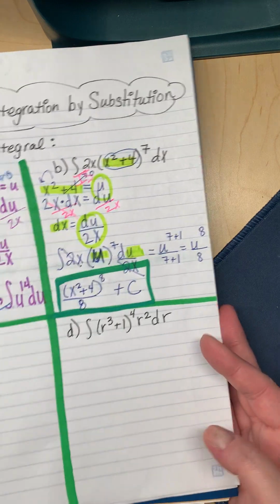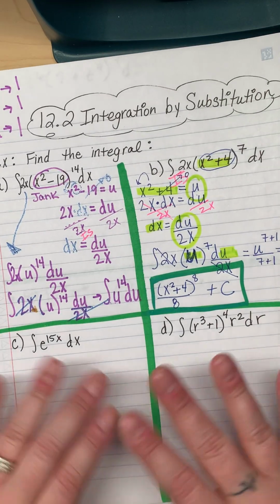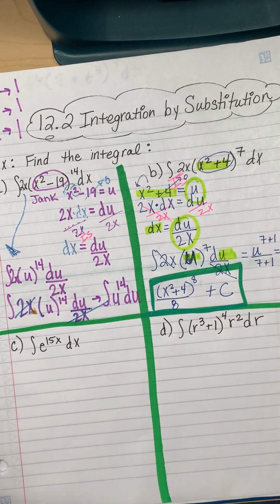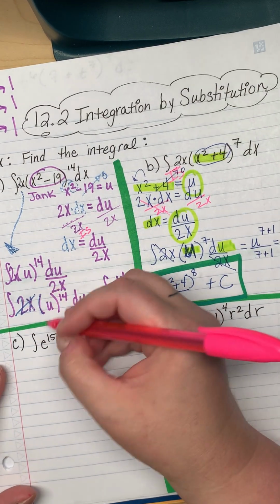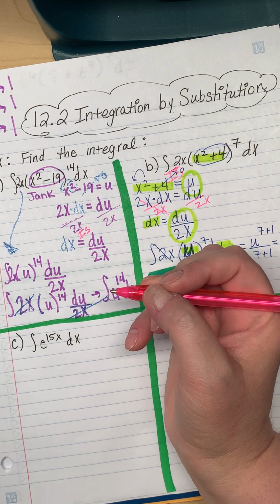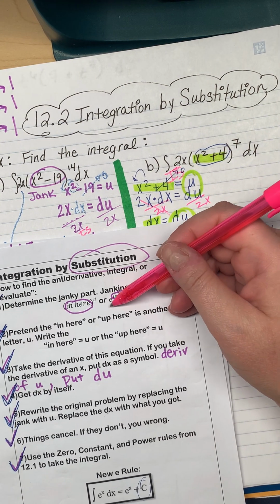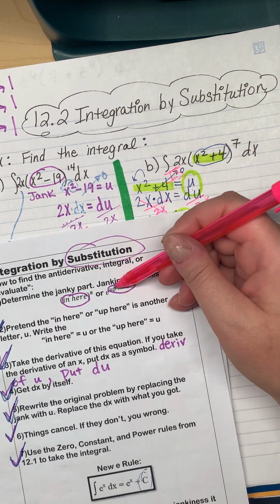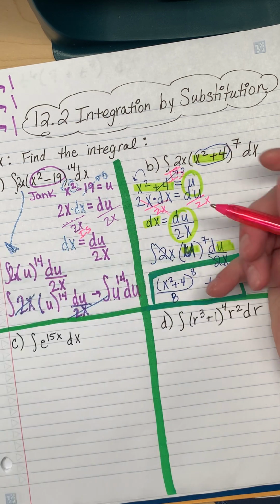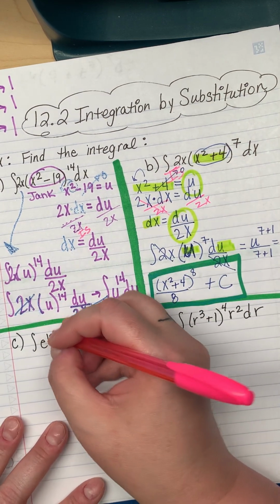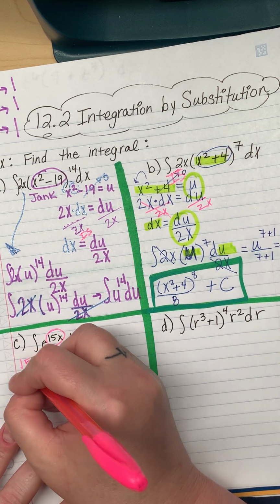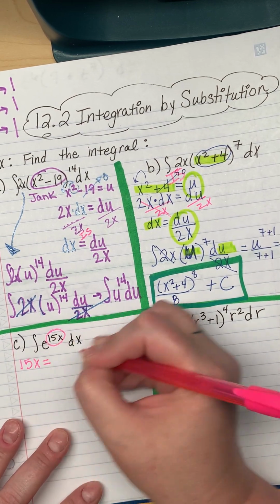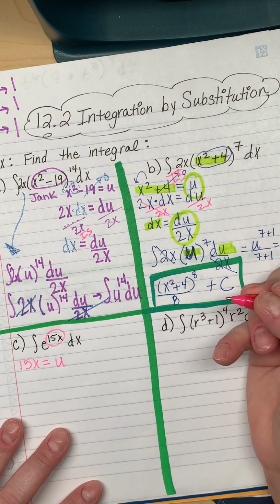Okay, let's do the next one. Part C has an e in it, but it's okay. Don't panic. Let's do our business. We're going to take the dirty part. Since we have an e, the dirty part, or the janky part, is the part that's up there. So the janky part is 15x. So we're going to say 15x equals the letter u.